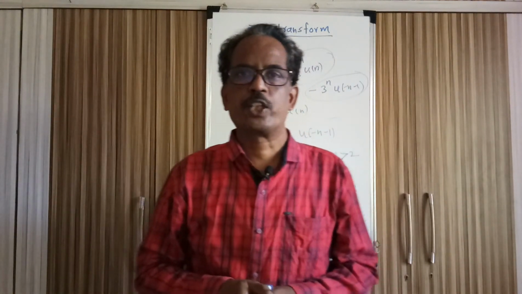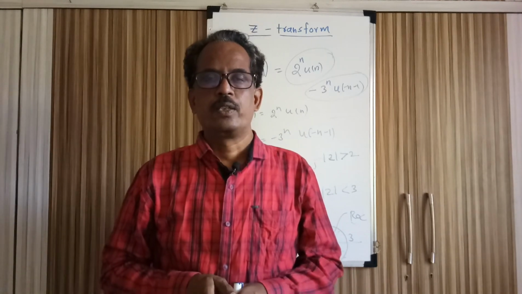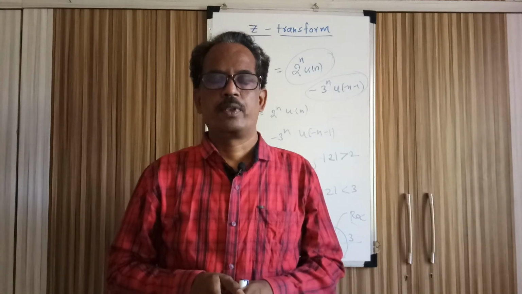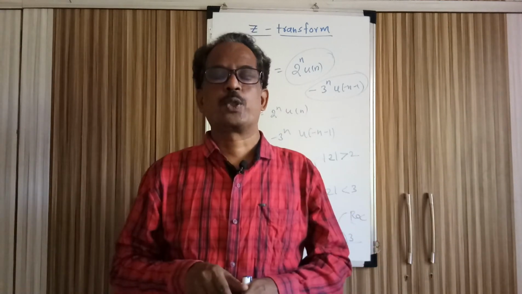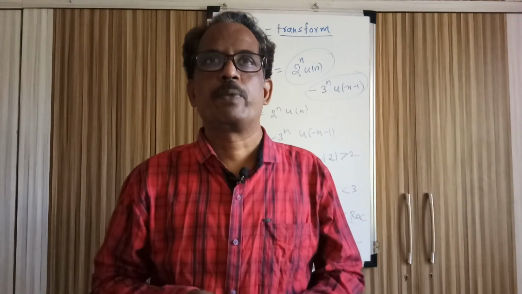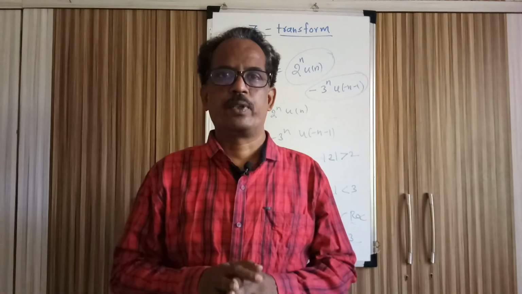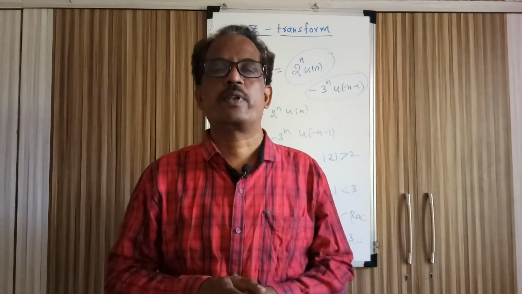The requirement of existence of Z transform here compared to Fourier transform is different. The requirement here is summation of mod of x of n times r raised to minus n should be less than infinity. So because of r raised to minus n, we have a wide range of signals for which Z transform is possible, and the corresponding Fourier transform does not exist.